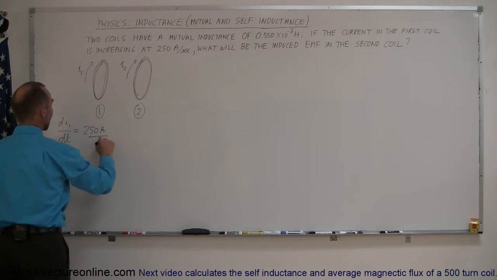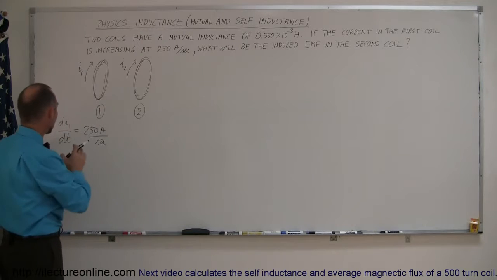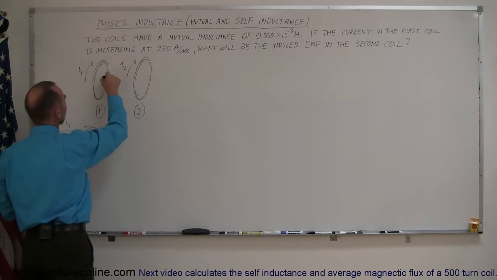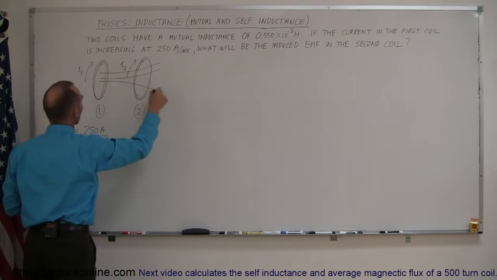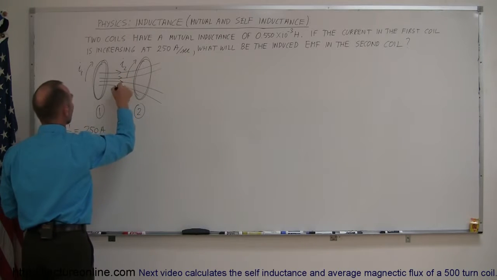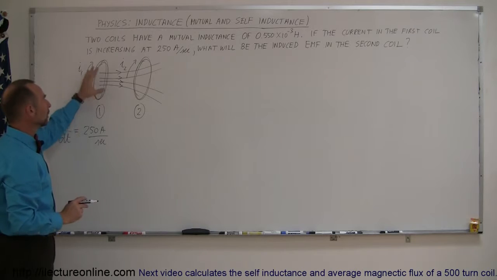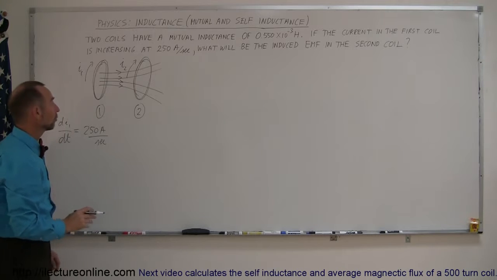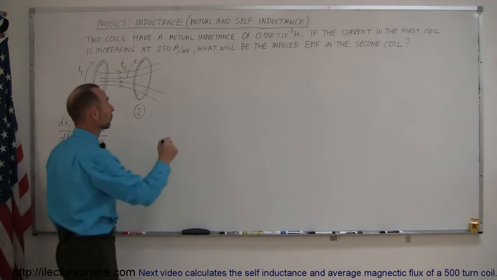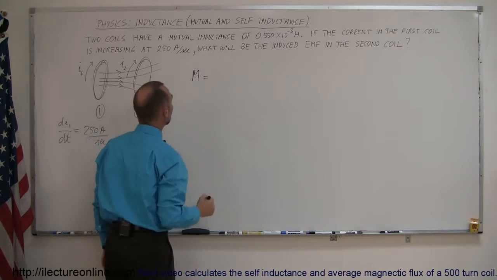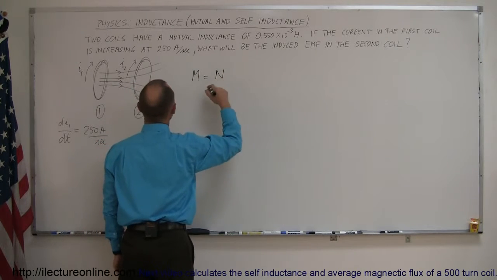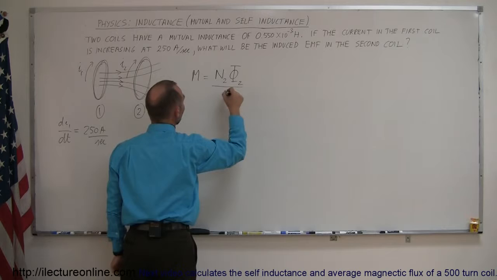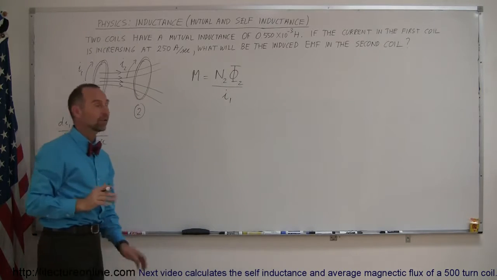amps per second. Now, before the current in coil 1 changes, imagine that there's a magnetic field in coil 1 that goes through coil 1 and also through coil 2. So if there's a current in coil 1, there will be a magnetic field through the coil which will also go through coil number 2. And so the mutual inductance between the two coils can be defined as M equal to the number of turns in coil number 2 times the flux going through coil number 2 divided by the current of coil number 1. So that's the mutual inductance.